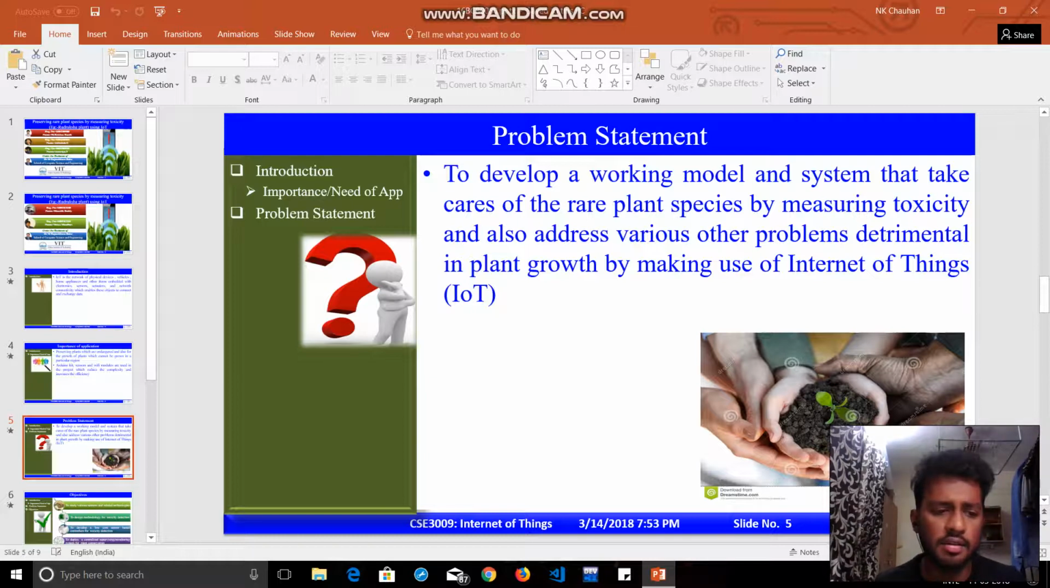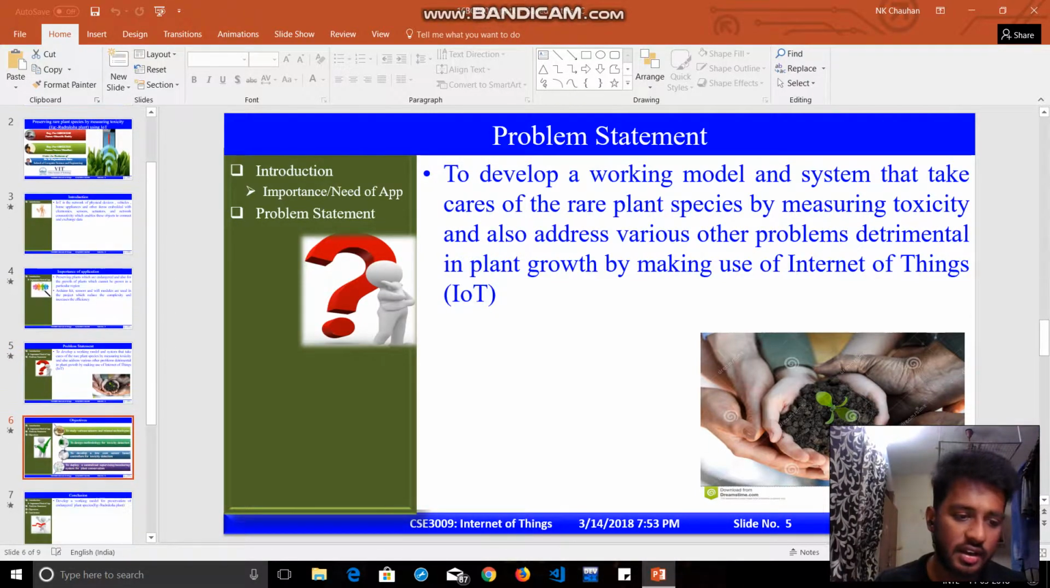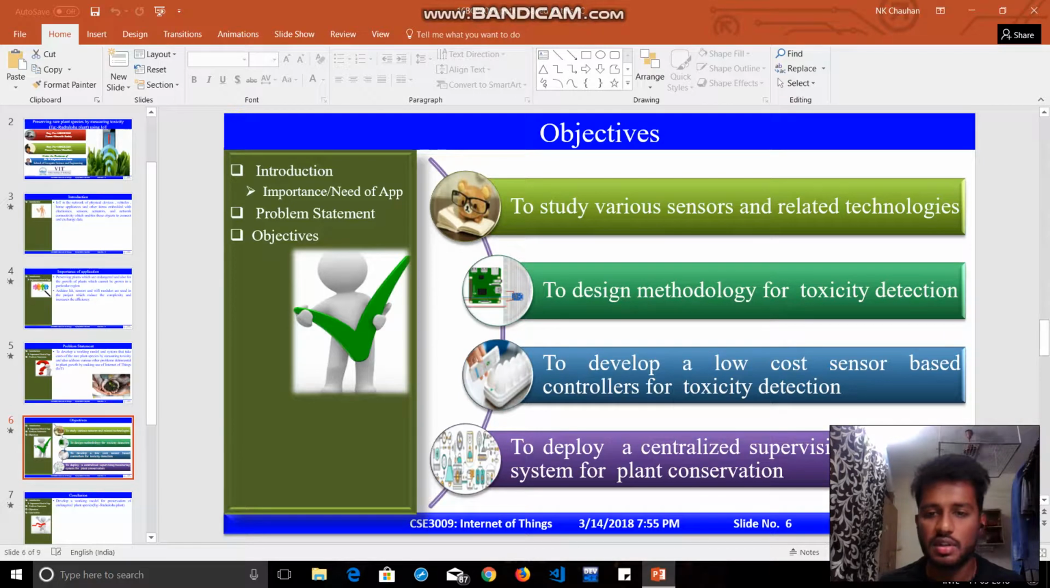And we have other features which I'll be covering over the course of this presentation, like sensing the temperature and having a system to identify where there's a problem, to help the endangered plant species have very good growth. So now, moving on to the next slide, which is the objectives.